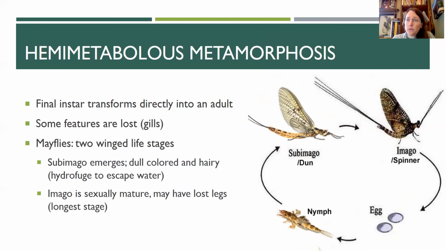It will shed its old exoskeleton and emerge again as an imago or spinner, which is the sexually mature form. You can see it has much longer cerci and forelegs. And some of them actually lose some of their other legs in this imago stage.